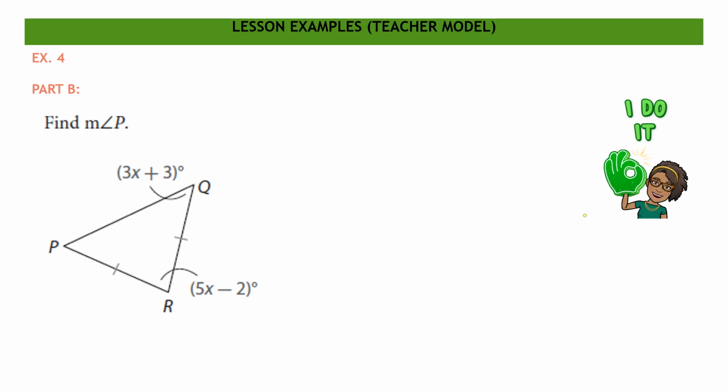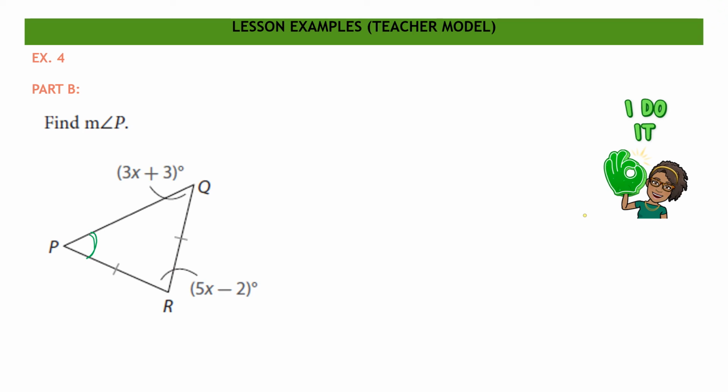Okay, let's look at example number 4, part B, where we're actually going to use the isosceles triangle theorem to solve this problem. We proved it in part A. For example number 4, now we're going to apply it. So it says find angle P, which is located here.